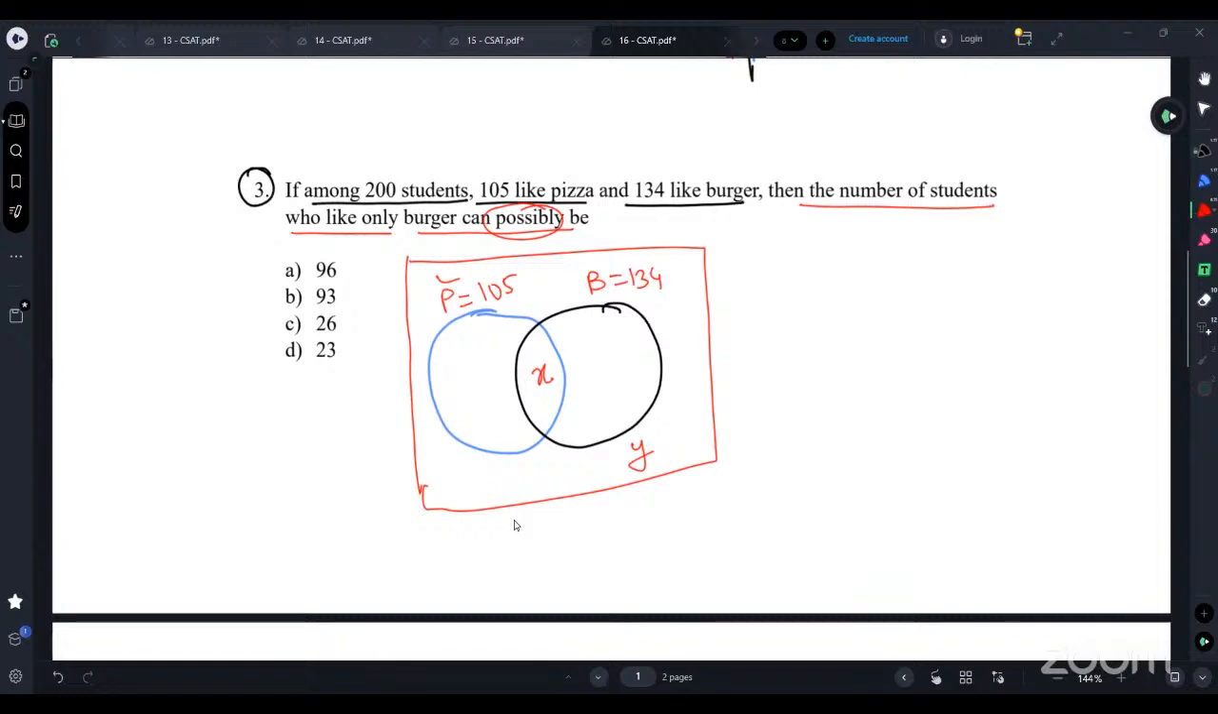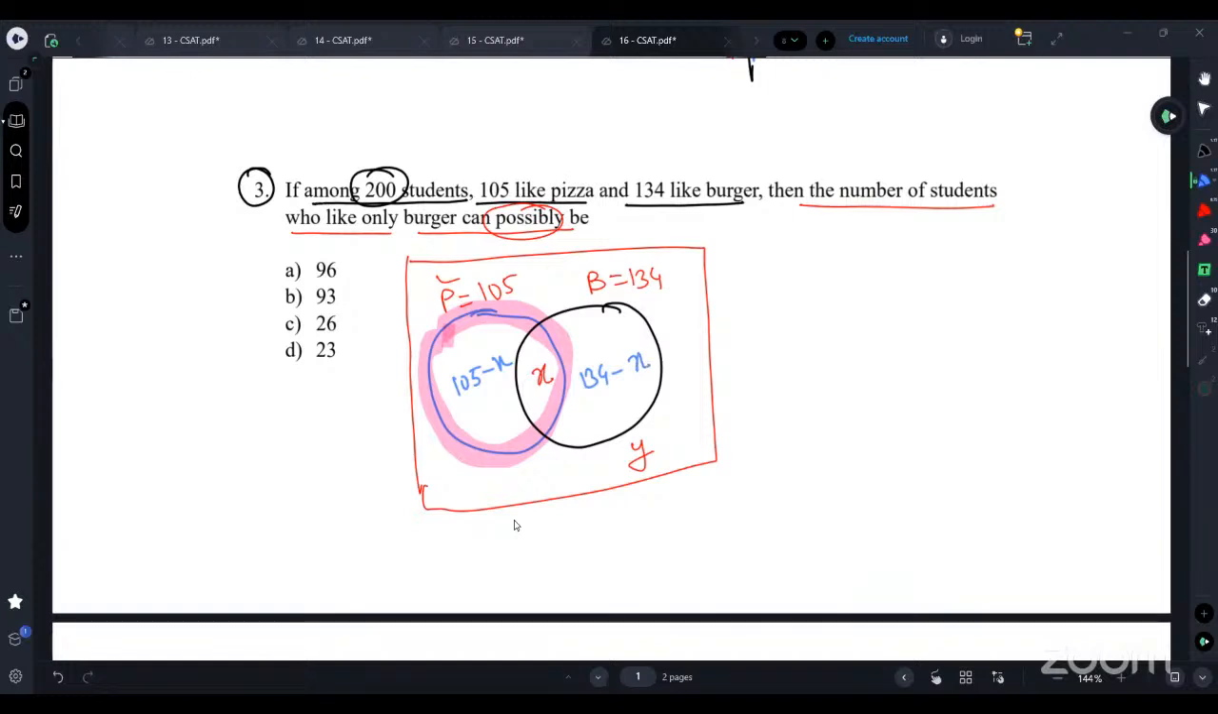Now, in total we have 200 students. Now we want to come to the total. How do we calculate the total, guys? So basically this circle, and this circle. Only pizza students will be what, guys? That will be 105 minus X. And only burger students will be 134 minus X, right?